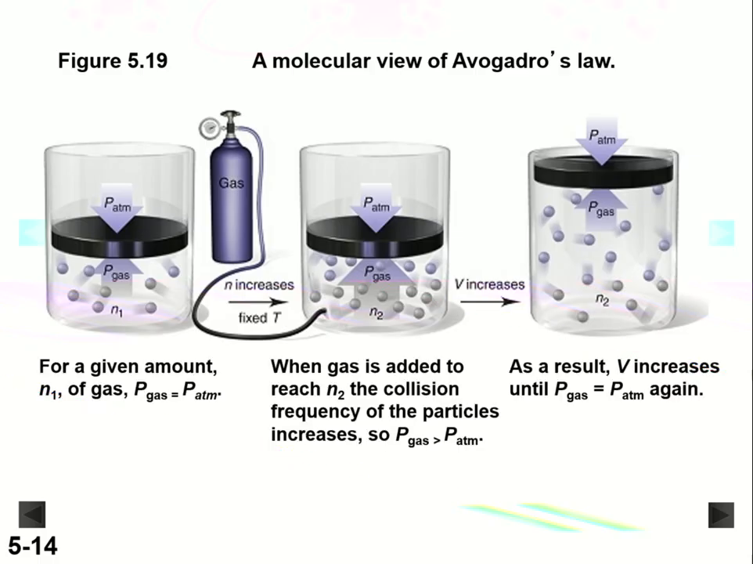Next, we can look at this kinetic molecular theory of gas volume and Avogadro's law. If we increase the amount of gas, we increase the collisions. Therefore, the volume of the gas must increase to equilibrate with the background pressure. So, as we increase the amount of gas, we increase the volume of the gas.